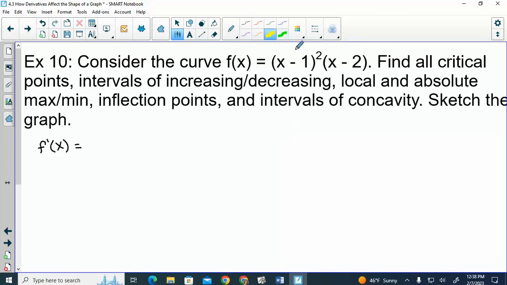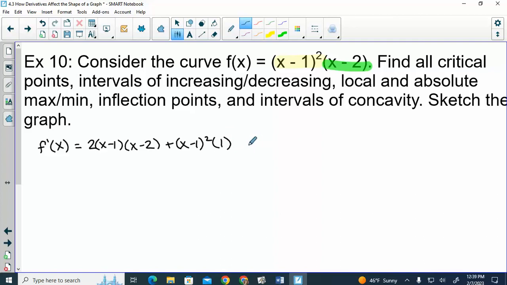So remember, product rule, we do one thing at a time. So derivative of the first. So the 2 comes down, inside stays the same, subtract 1 from the power, so it's now to the first, times derivative of the inside, which is just 1, so I don't need that, times the second, plus the first, derivative of the second is just 1.